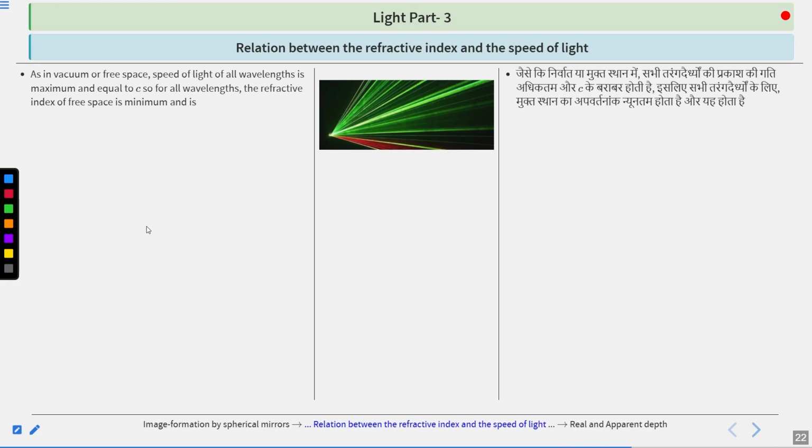In vacuum or free space, the speed of light of all wavelengths is maximum and equal to c. So for all wavelengths, the refractive index of free space is minimum and is mu equals c vacuum by c vacuum, equals 1. So that is important. In vacuum or free space, the speed of light of all wavelengths is maximum, equal to c, so the minimum refractive index is mu equals 1.